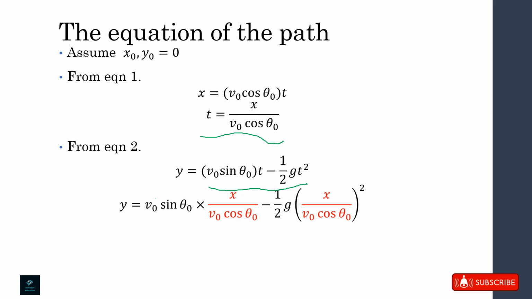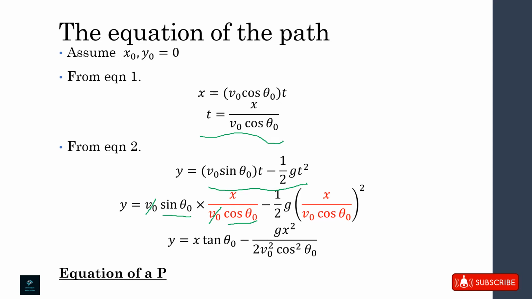We can cancel v0 and v0 here, and we know that sin theta 0 by cos theta 0 is tan theta 0. Therefore y is equal to x tan theta 0 minus g x square by 2 v0 square cos square theta 0. This is the well-known equation of a parabola. Thus, the projectile takes the path of a parabola during its motion.